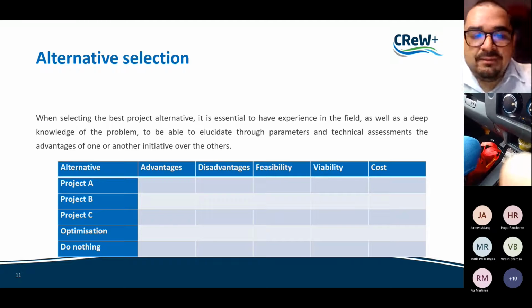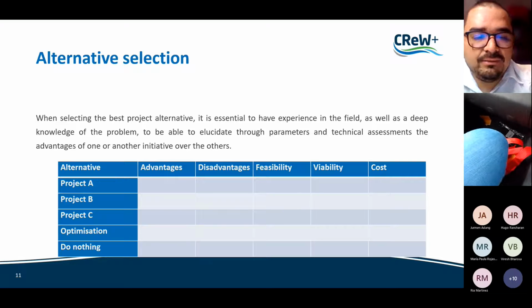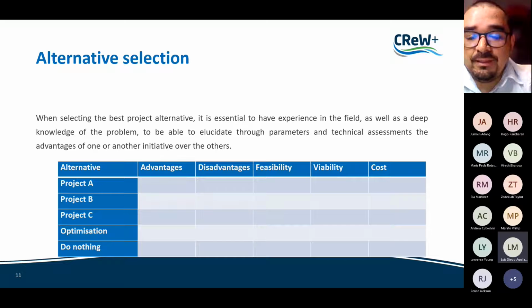Now, in the case of alternative selection, when selecting the best project alternative, it is essential to have experience in the field as well as a deep knowledge of the problem to be able to elucidate through parameters and technical assessments the advantages of one or another initiative over the others. So we can do it in many ways. I'm going to show you two. The first one is a very simple matrix that you see in the slide. In the first column on the left we have project A, project B, project C, the optimization, and obviously doing nothing. Then the advantages of each initiative, the disadvantages, the technical feasibility, the viability, which can be social, political, etc., and also the cost, right?